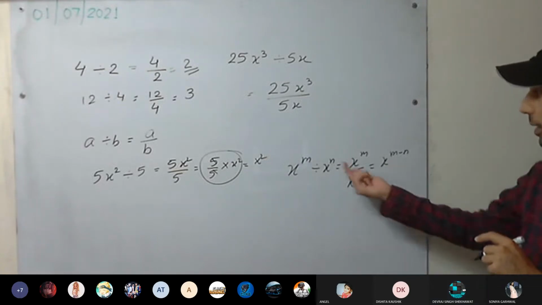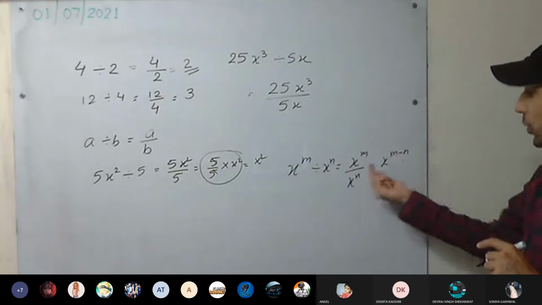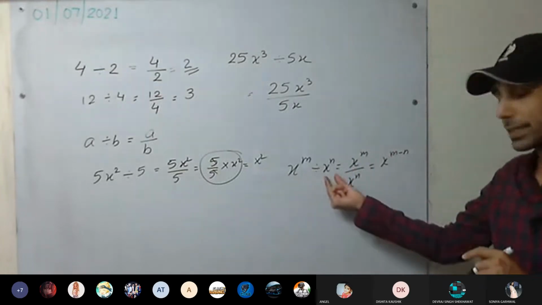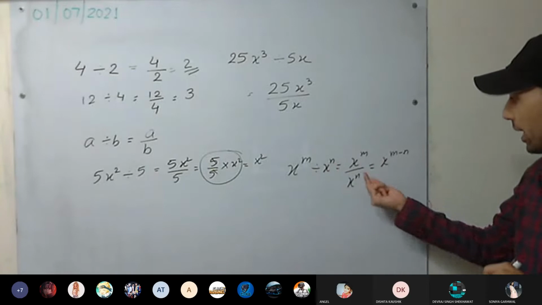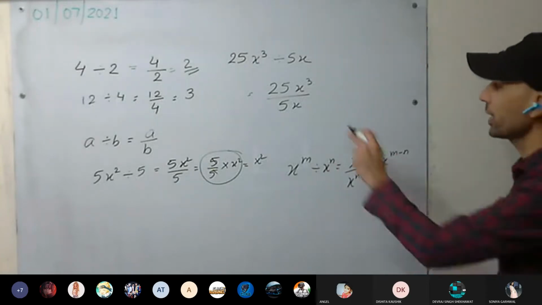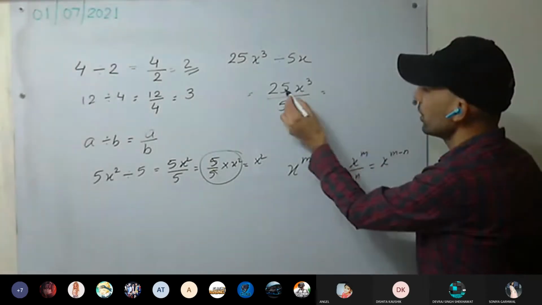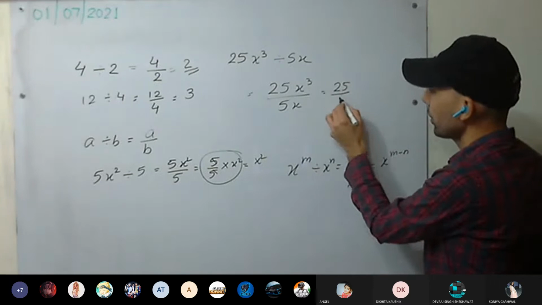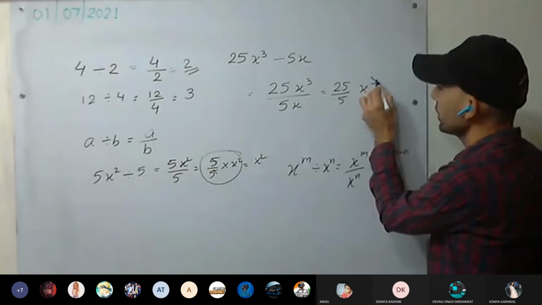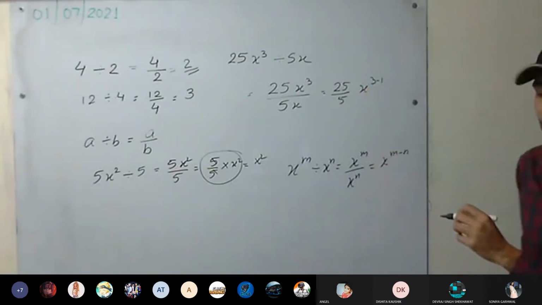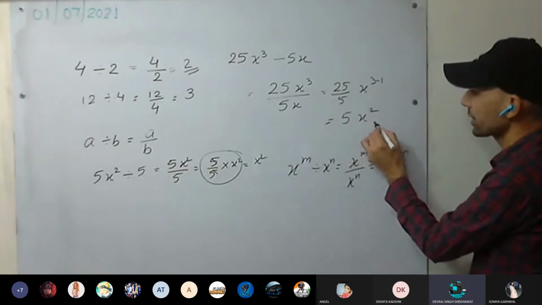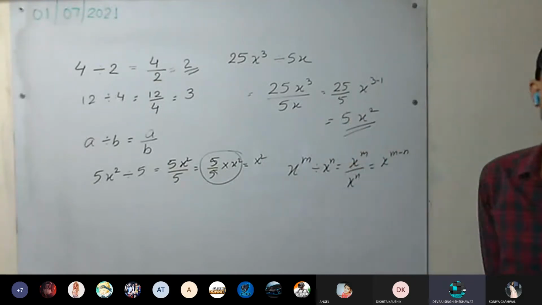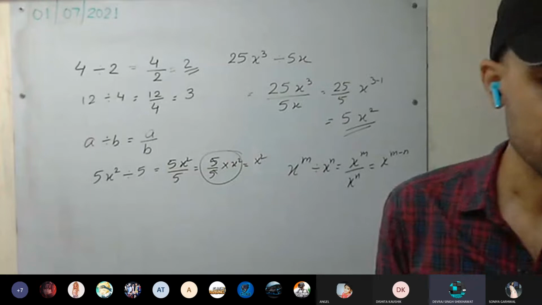In division of powers, the base is the same. When the bases are the same, in division we will subtract the powers, m minus n. So how to proceed further? It will be 25 divided by 5 and x to the power 3 minus 1. Yes or no? Yes, sir. So it will be 5x square. Everyone has understood this one?